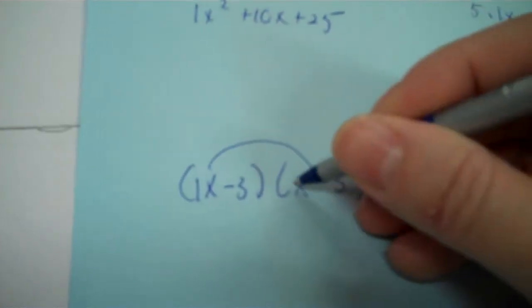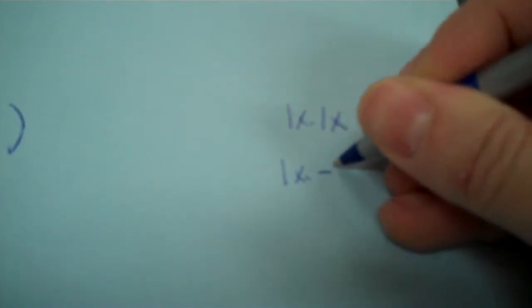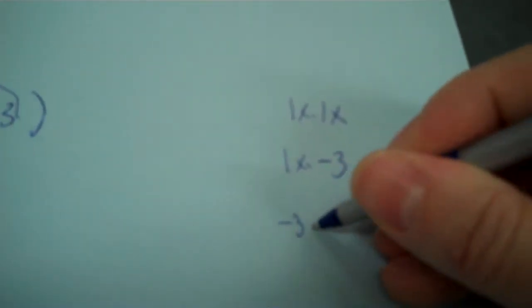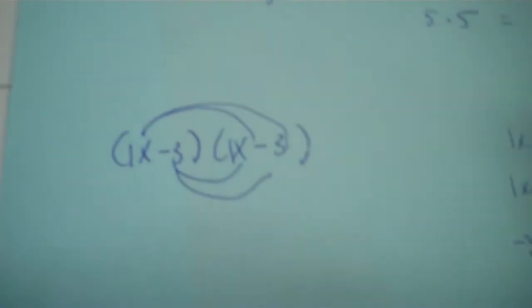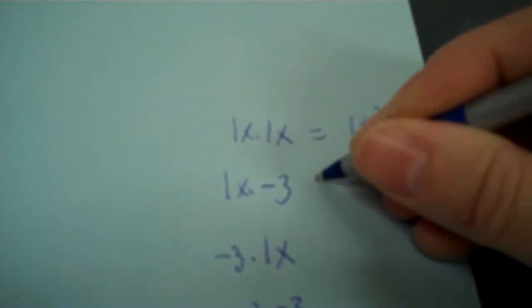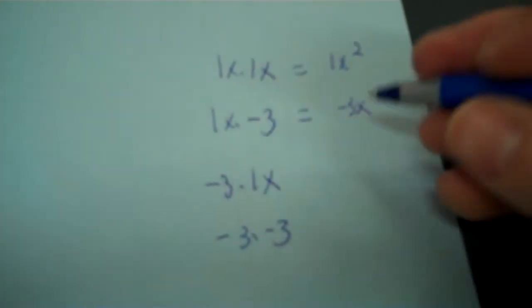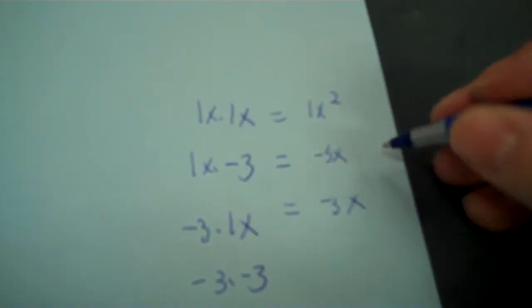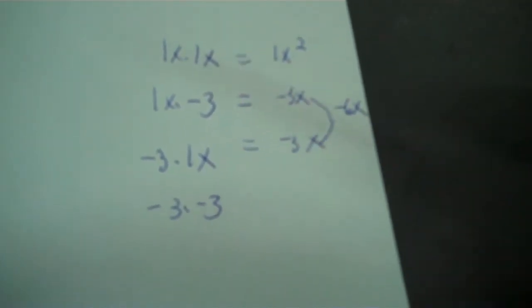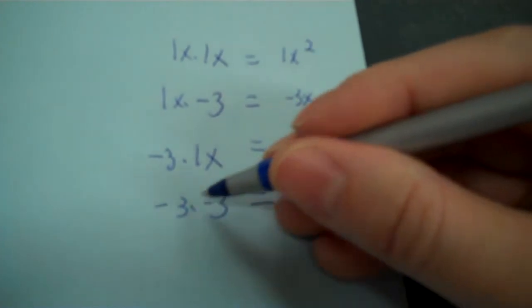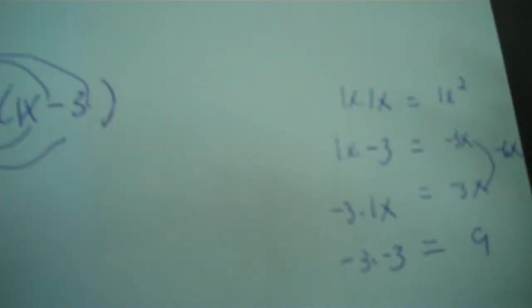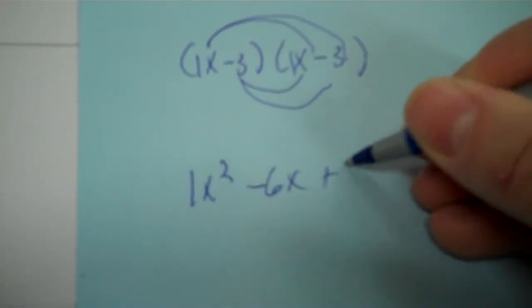So we're going to take 1x times 1x, 1x times negative 3, negative 3 times 1x, negative 3 times negative 3. So that's 1x to the second, that's negative 3x, that's another negative 3x, they don't cancel, okay, you add them there and that's negative 6x. They only cancel if you have a negative and a positive of the same thing. So negative 3 times negative 3 is 9. Okay, so we have 1x to the second minus 6x plus 9.